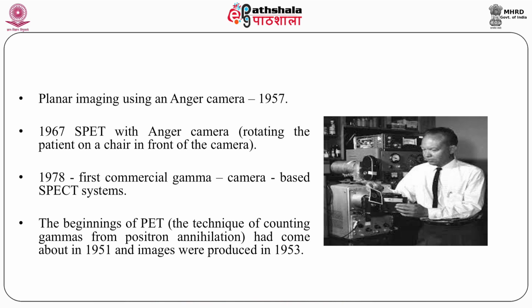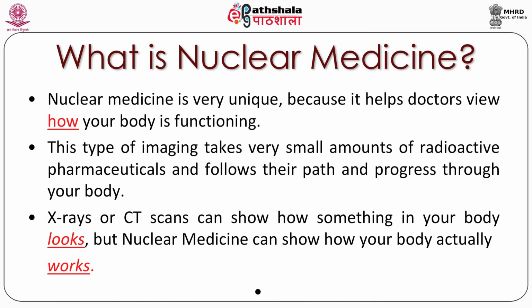The beginning of PET, the technique of counting gamma rays from positron annihilation, came about in 1951 and images were produced in 1953. It means we started our work with a probe or scanner, and now we are in the era of PET, positron emission tomography. Not even a single PET, but we have many PETs in our country which are coupled with CT, called PET-CT, which can take the anatomy and, we can say, the physiology of the patient, and finally when we fuse both things we get a good quality image. Now again we discuss what nuclear medicine is.